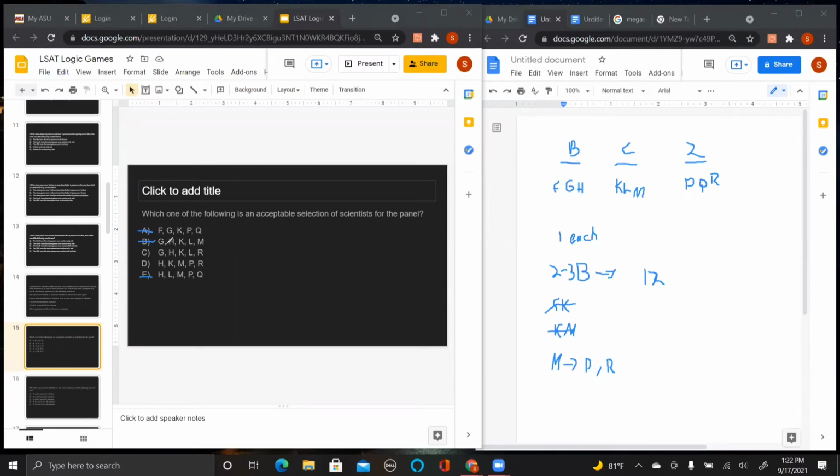Is there F, G, and H? All right, G and H. This one has 2. Does it only have 1 zoologist? Yes, it just has R. Okay, so it doesn't break that rule. Does it break the 1 of each rule?